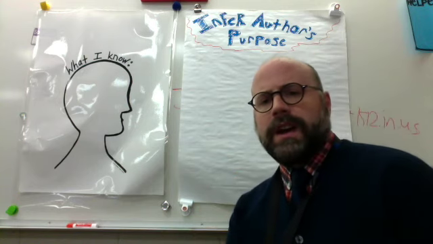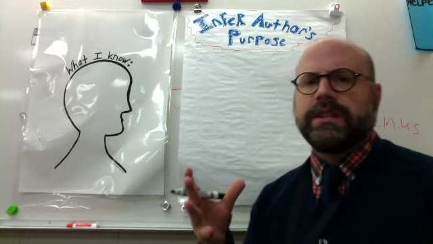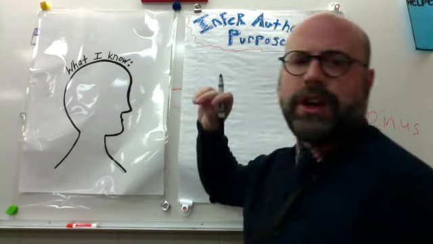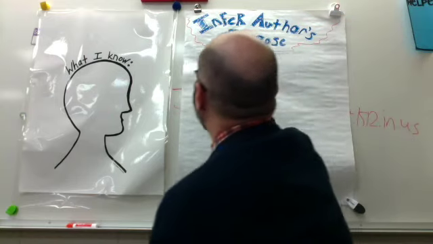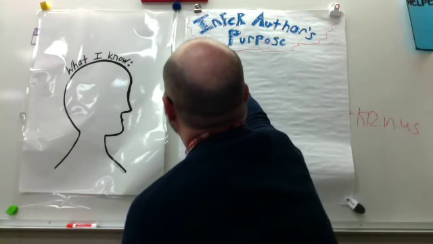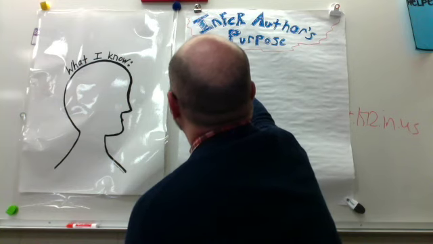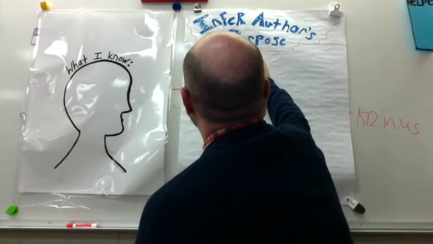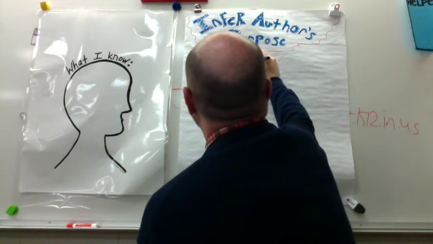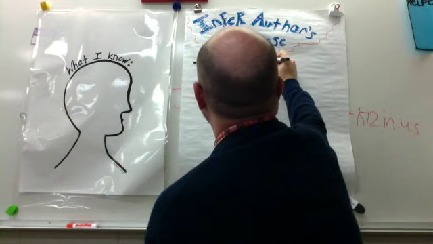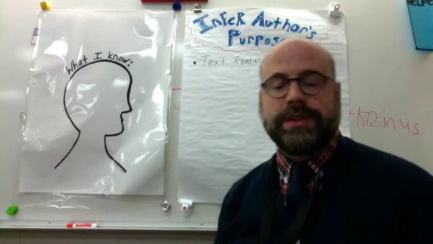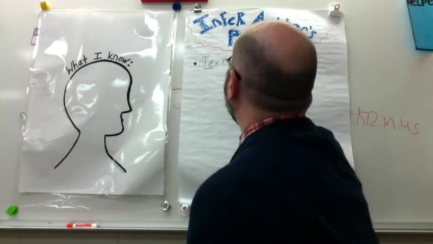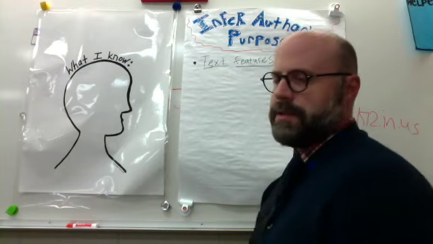And some of the things that you'll find, especially in nonfiction works, is text features. And text features, for those of you that aren't super aware, are things like pictures, graphs, charts, headings, titles, captions on pictures. It's those things that help you understand a text.